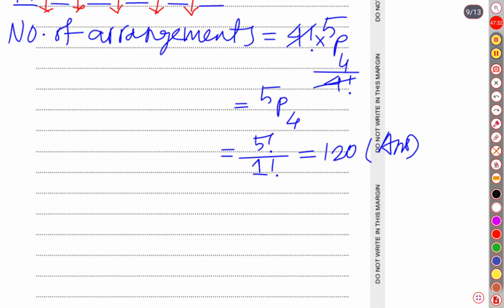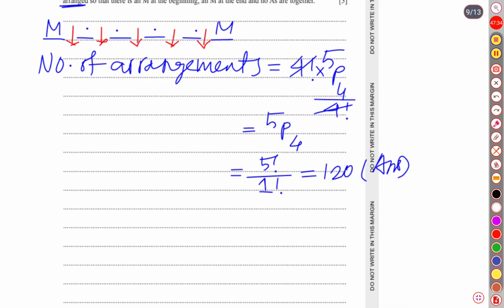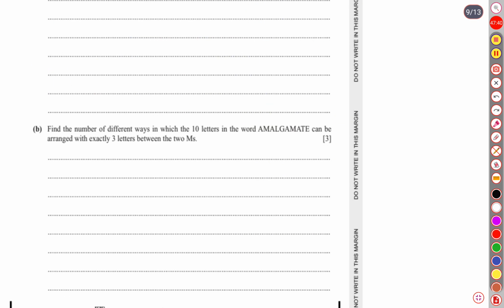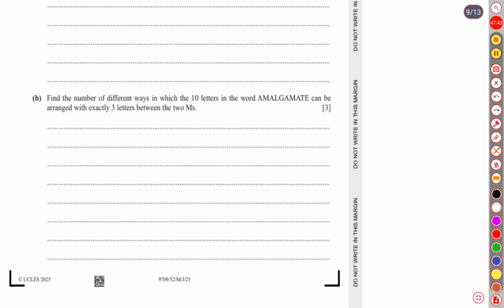Well, then the next question says: find the number of different ways in which these 10 letters in the word amalgamate can be arranged with exactly 3 letters between the two m's. Okay, there will be 3 letters between the m's.